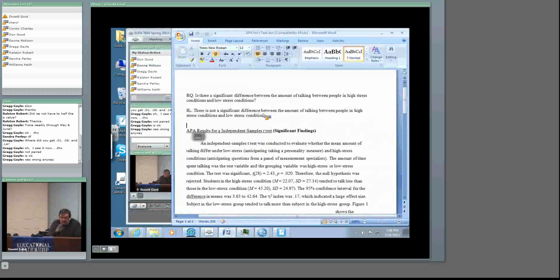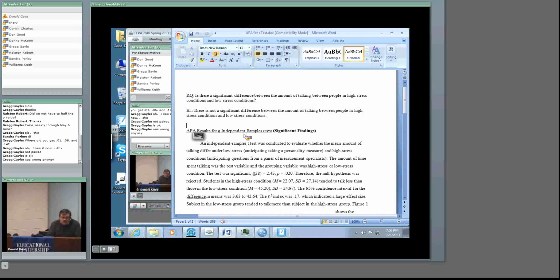Okay, so read through this with me. And again, you can use this same template. You can just change the numbers and change the description to what you're doing it with. An independent samples t-test, or you might have a paired t-test, or a single sample t-test, whatever kind of t-test you've got, was conducted to evaluate whether the mean amount of talking differs under low stress conditions and high stress conditions. The amount of time spent talking was the test variable, and the grouping variable was the high stress or low stress. Or you could just say the grouping variable was the amount of stress.